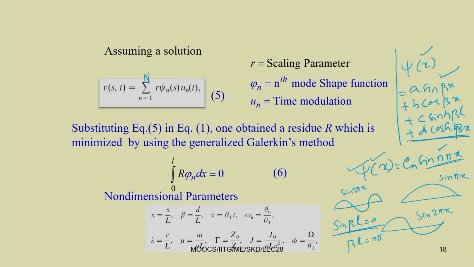In case of the cantilever beam, at the fixed end you will have 0 displacement and 0 slope. At the free end, the shear force and bending moment will be 0.